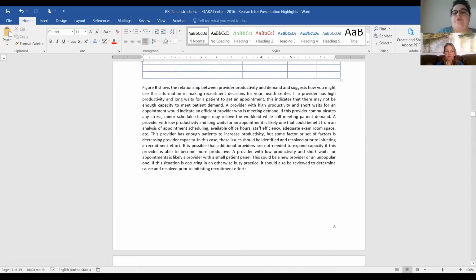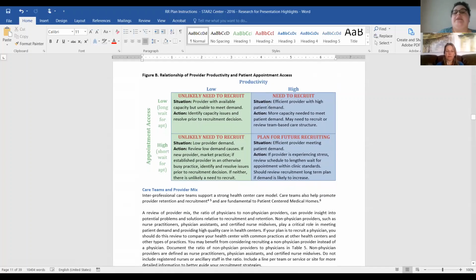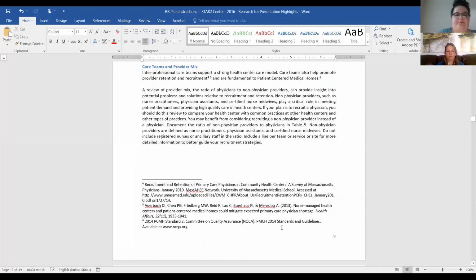So as you go through it, you're going to see different tables, different charts, and different examples as to what that may mean, and whether you need to recruit or look at changing certain things in regards to retaining someone. So now I'm going to go back to the PowerPoint.